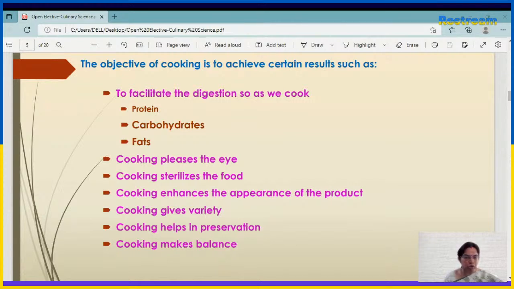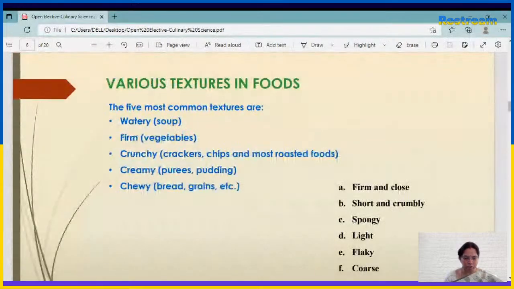When you keep the food raw, it will not be preserved for a longer duration. When it is cooked, it can be kept for a longer duration. Then cooking makes balance. So all types of foodstuffs can be consumed when it is balanced. Then various textures in food. So what do you mean by texture?